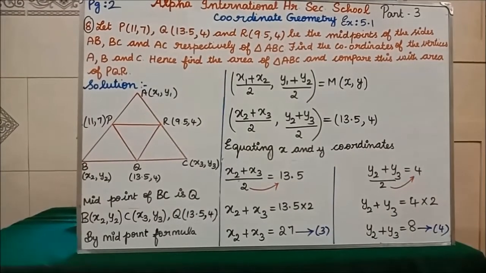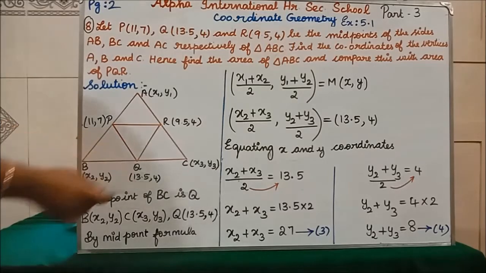This is our page number 2. I have erased and I have written now. So far we have found the AB side with the midpoint P. Now we are going to find the BC side with the midpoint Q. See, the midpoint of BC is Q.